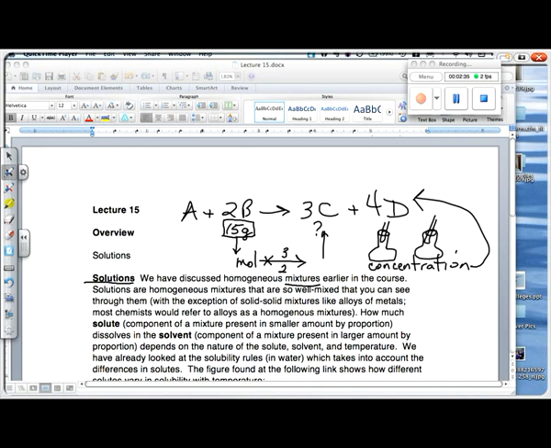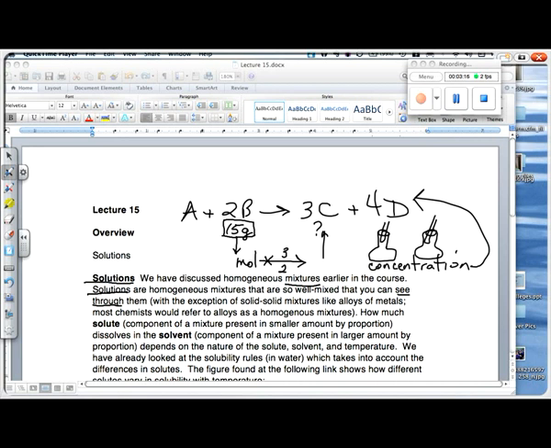At the beginning of Exam 3 material, we talked about homogeneous mixtures and that they are so well mixed that they look like one thing. Solutions are generally a special type of homogeneous mixture that you can see through. So it doesn't mean that they're colorless, it just means that they're clear, with the exception of solid-solid mixtures like alloys of metals and so on. Most chemists would refer to alloys as a homogeneous mixture. In fact, if you look back at that chart at the beginning of Exam 3 material, I believe alloys are actually placed in a separate category.